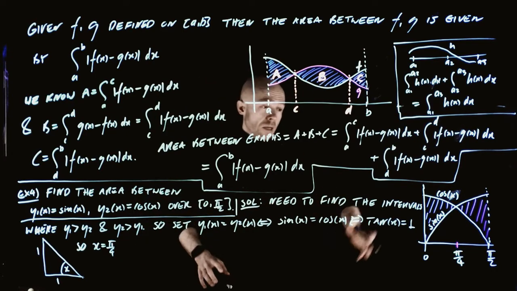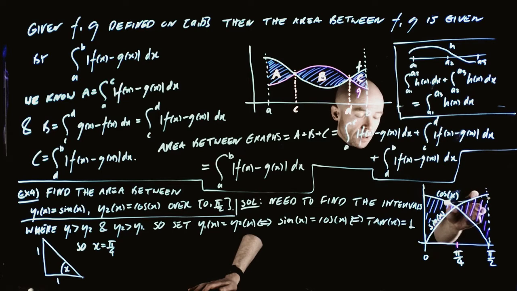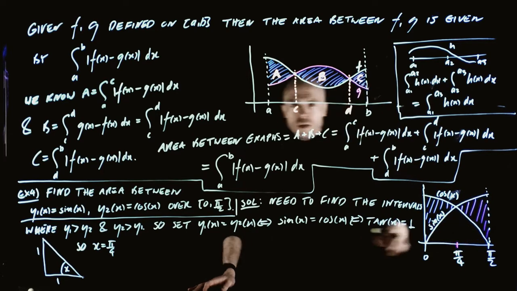We're feeling good. Now we can set up the integral. So we're going to integrate from 0 to pi over 4, and we're going to have cosine minus sine for this region, and then from pi over 4 to pi over 2, we're going to have sine minus cosine.